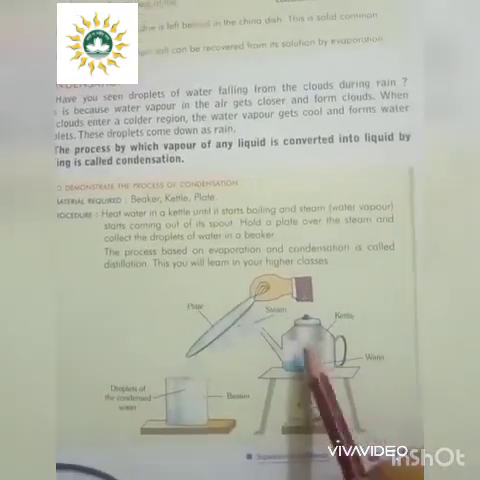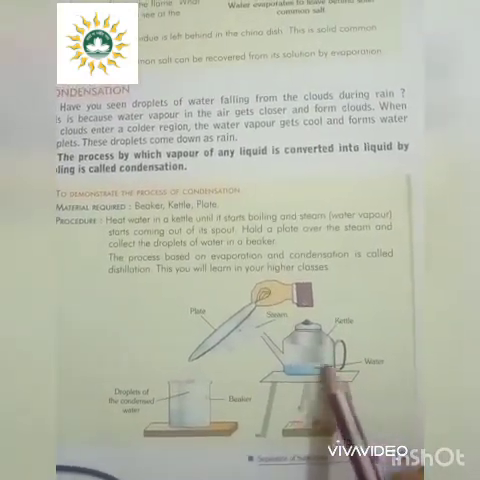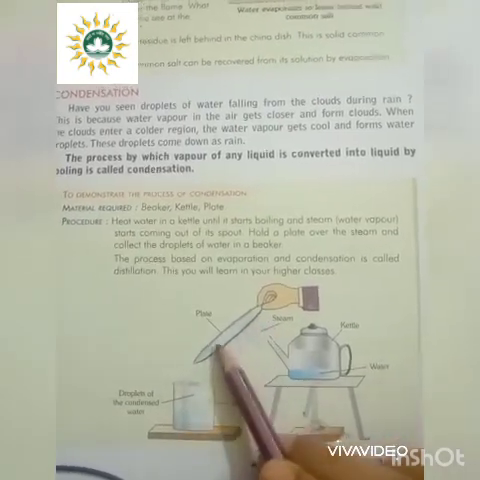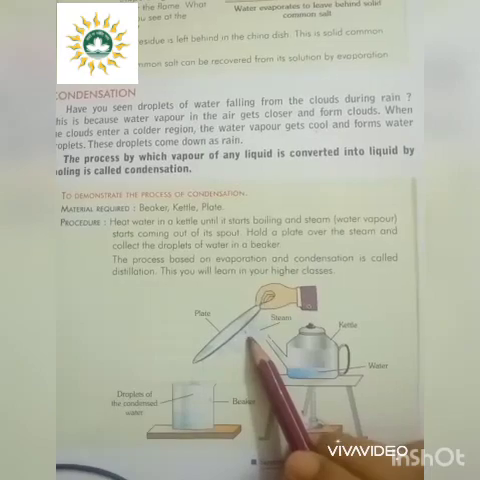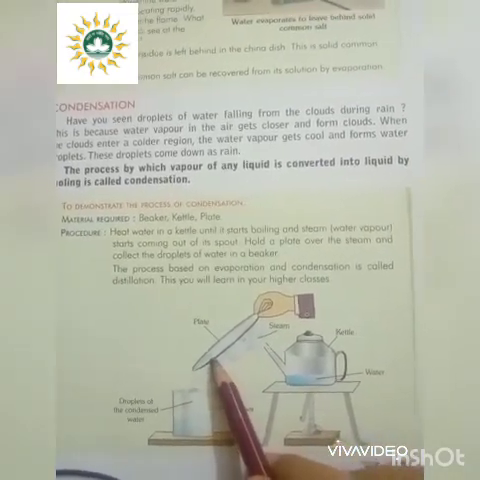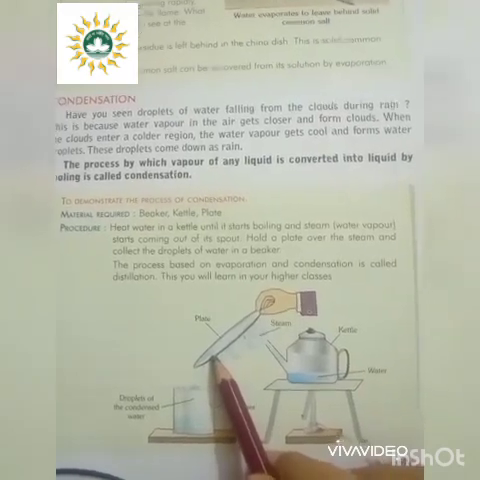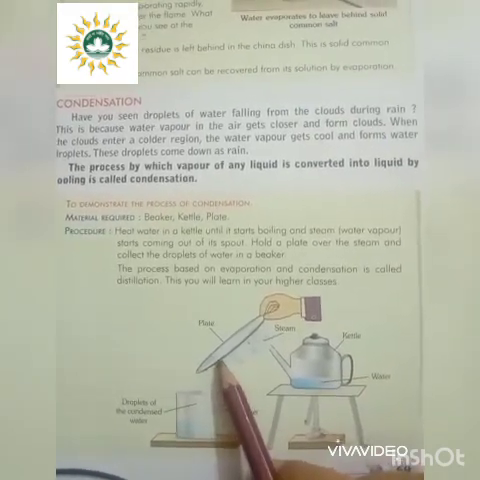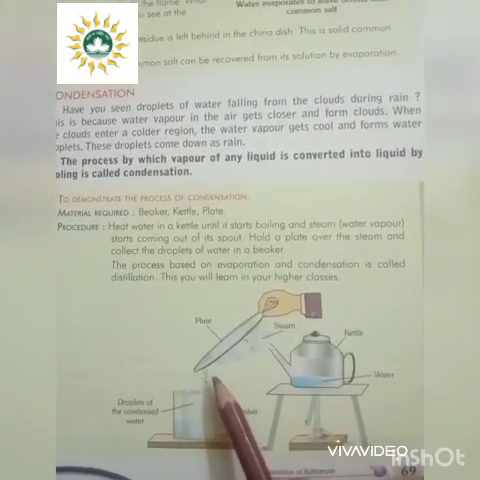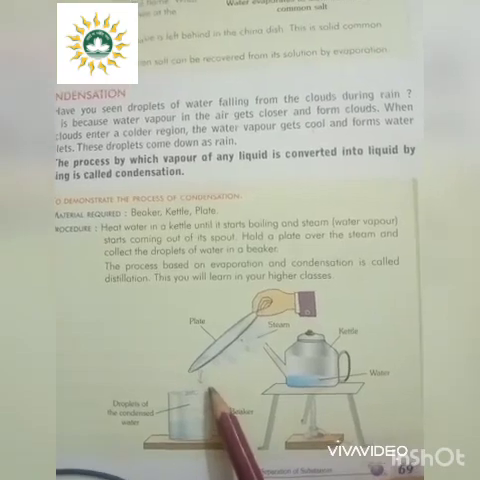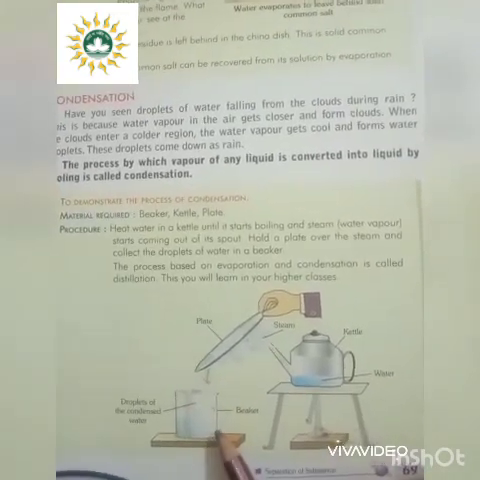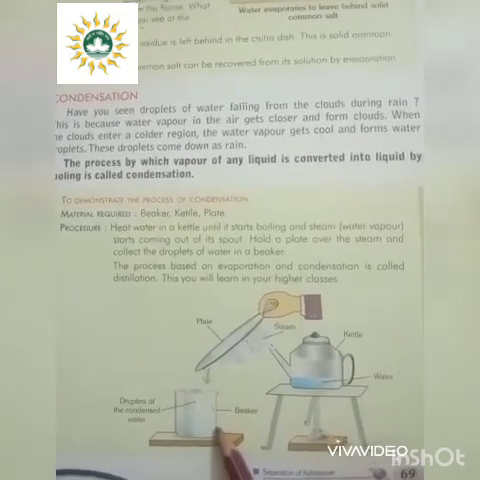You can see what is happening. When the water over here is heated, the steam, that is water vapor, comes out, and it gets collected on the plate. After that, when it is cooled and kept out of reach of the heat, the droplets which were in the form of water vapor come into this beaker and are collected over here. So this is the method of condensation.